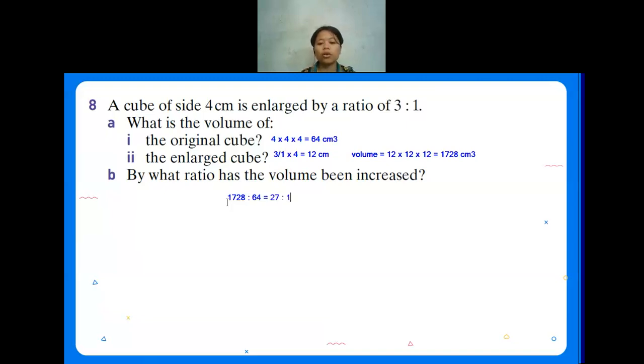Is there anyone who is confused so far, or maybe my explanation is still confusing? Is there anyone who is confused? No? Yeah, teacher, 5 minutes left. Okay, I will move to question 9 if no one is confused. For question 9, where is my question 9? Wait, my slide is not moving.